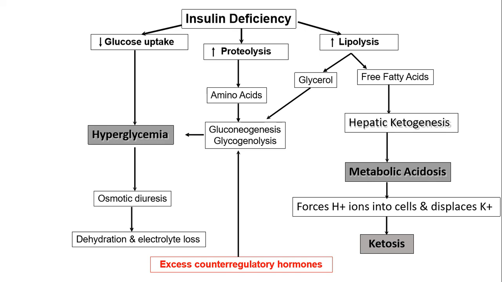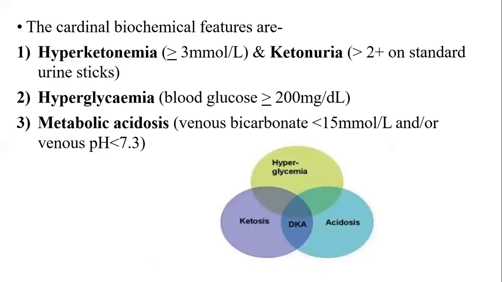So patients who have a liver failure may not develop DKA like a patient who has hyperglycemia. And again, patients who have this type of problem develop DKA, and then it can also cause death.